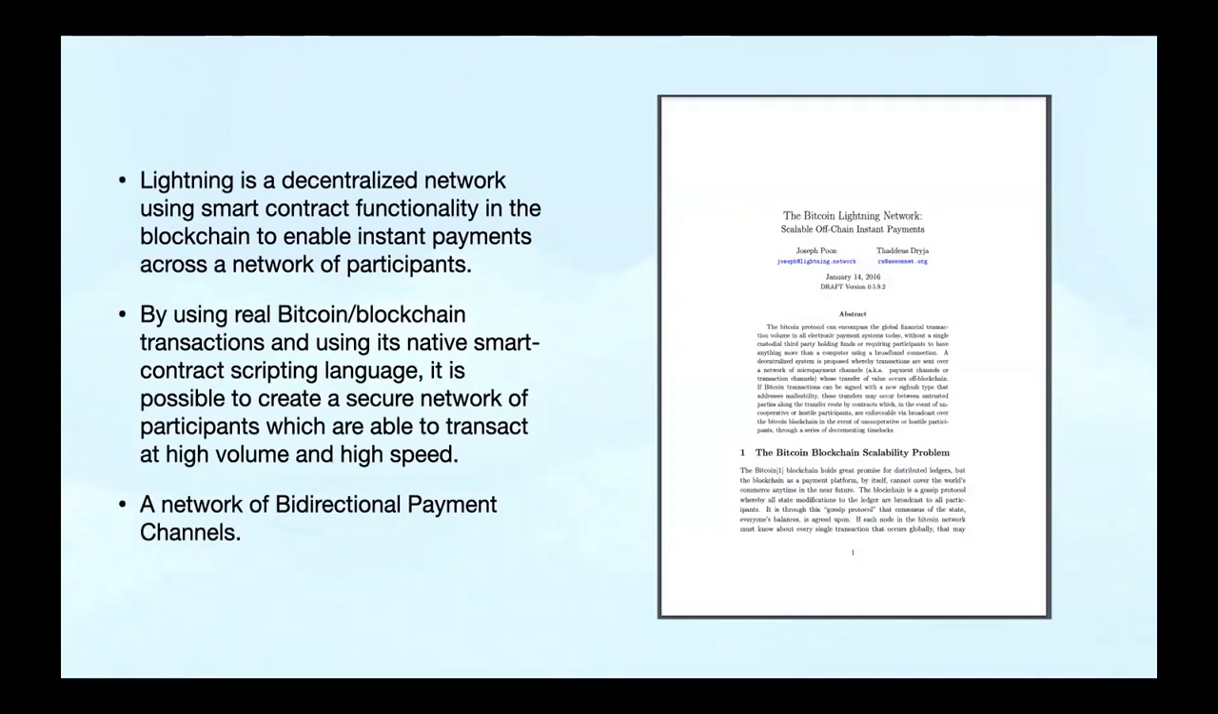Here there is the draft of the white paper proposed by Joseph Kuhn and Tadeo in January 2016. In this draft, they described and proposed a protocol for enabling instant payment across a network of participants. This protocol makes use of Bitcoin blockchain transactions and the native smart contract script language to create a secure network of participants who are able to transact at high volume and high speed.